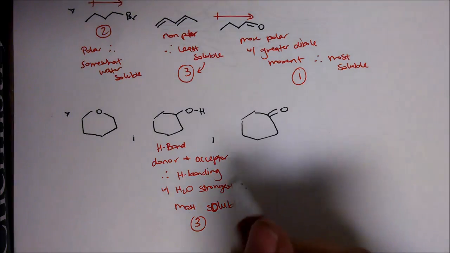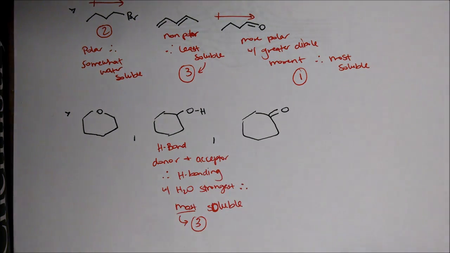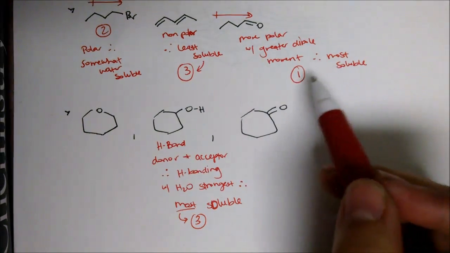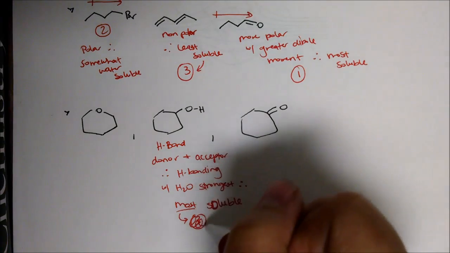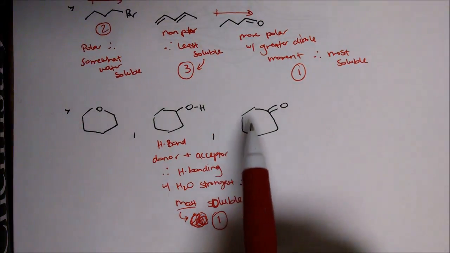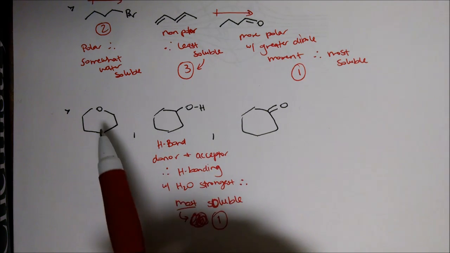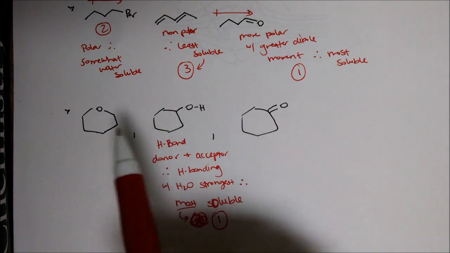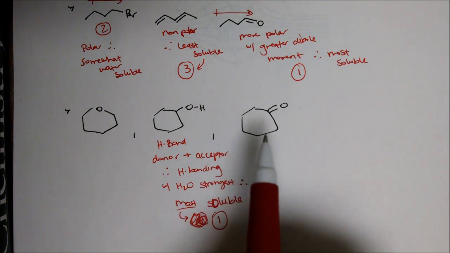Okay, so that was 3. Sorry, most soluble up here was 1. Sorry. Most soluble, 1. Okay, so now what about these two? Again, they both have H bond acceptors. They both have oxygens, okay? So they can both coordinate with water, not as fully as the OH bond.